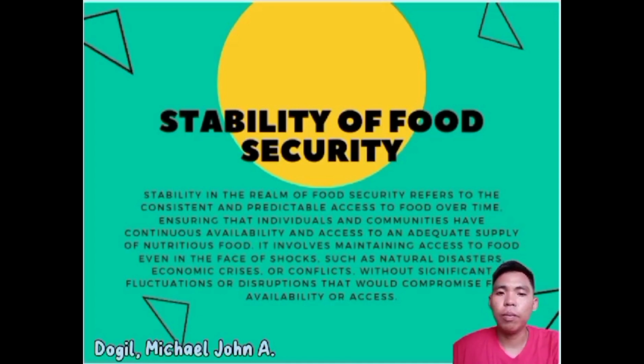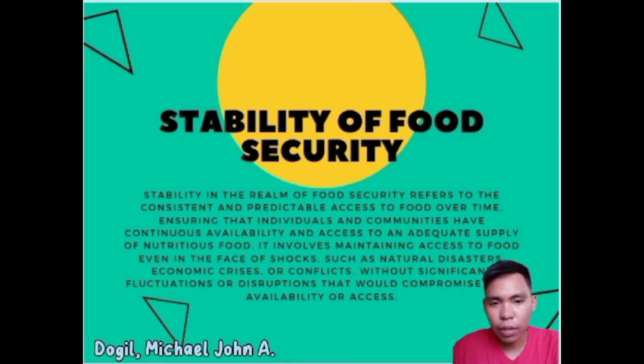It involves maintaining access to food even in the face of shocks such as natural disasters, economic crises, or conflicts, without significant fluctuations or disruptions that would compromise food availability or access. It involves various aspects. Number one is nutritional adequacy: access to a diverse range of food that provides the essential nutrients required for optimal health and development.